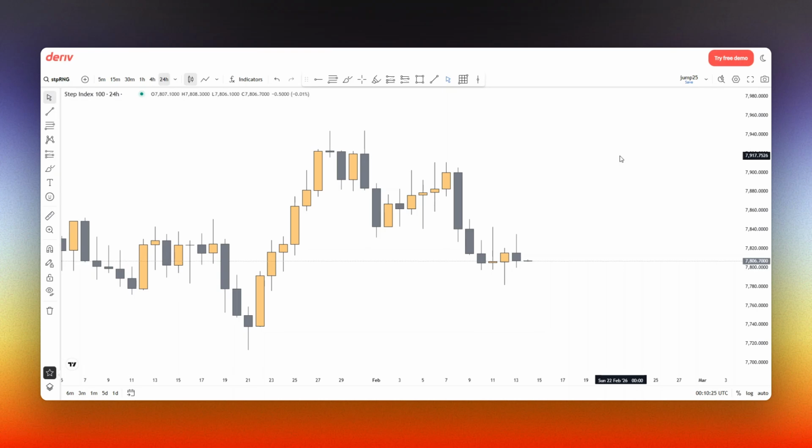Okay, good day, traders. This is just a top down analysis of this chart, Step Index. We trade synthetics. This is just going to be a quick top down analysis.